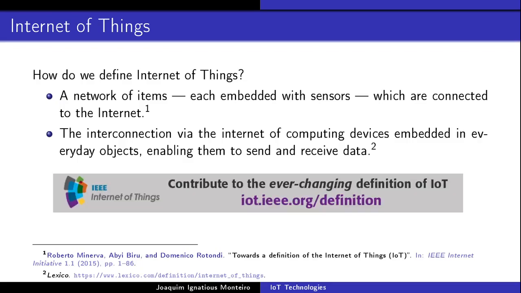Actually, the definition is ever evolving. You can add your own version of the definition of Internet of Things. You can go to this link, iot.ieee.org/definition. There is a discussion, a thread which is going on there. If you go to this link, you'll find a thread which is active for the past few years. A lot of people have made suggestions based on this particular document, and it's evolving.